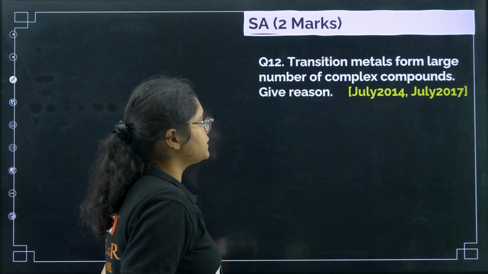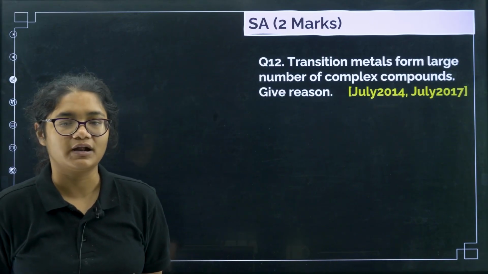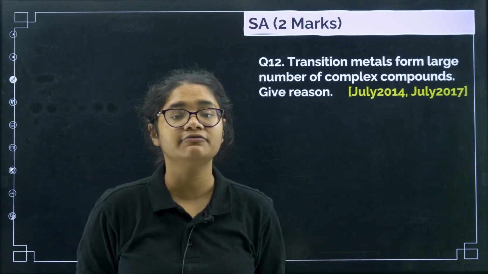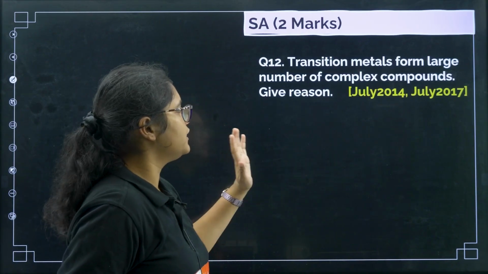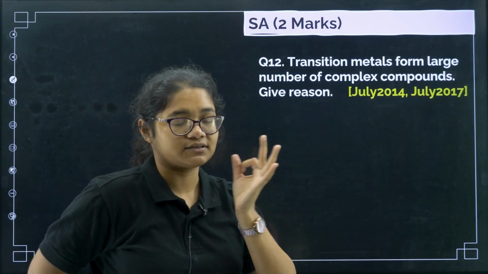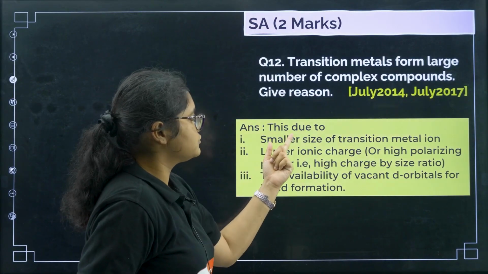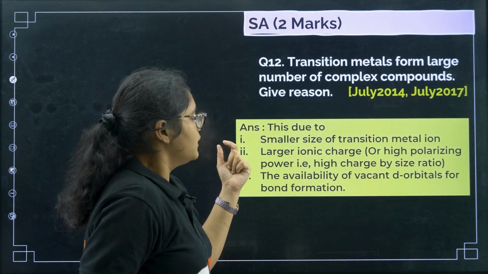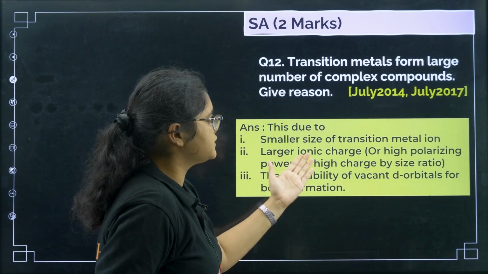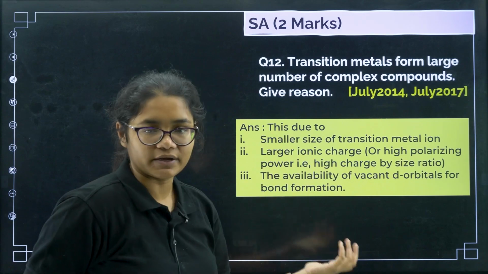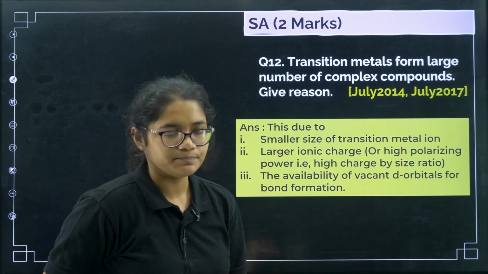Next, transition metals form a large number of complex compounds, give reason. This question is also very important. You need to remember 3 reasons. It can be asked as a 3-marker question or a 2-marker question. That is due to the smaller size, the availability of vacant d orbitals, and larger ionic charge. Any 2 points you can remember: small size, vacant d orbitals, larger ionic charge.